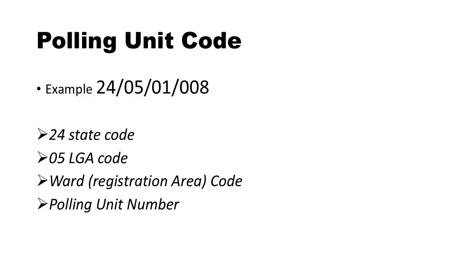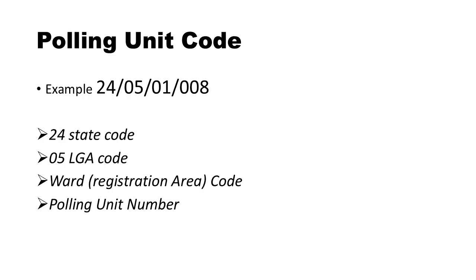If you are going to analyze the information that this code is carrying, that 24 represents the state code. The 05 represents the local government code. Then 01 is the ward, or registration area code. Then the last one, that is 008, represents the polling unit number.